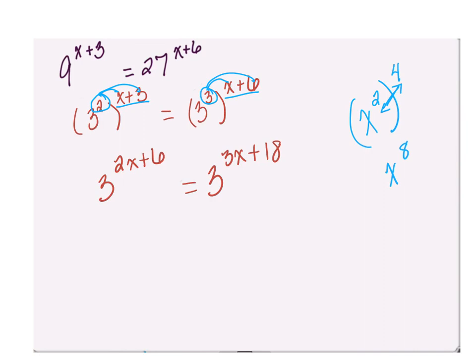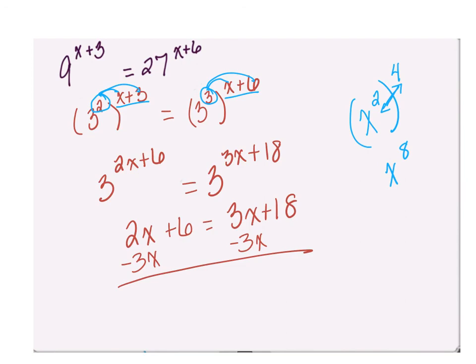Now that I have them both written as the same base, I can put them equal together. So I have 2x plus 6 equals 3x plus 18. I'm going to pull the 3x over. This is linear, so we just got to get the x on one side and the numbers on the other side. So I have negative 1x plus 6 equals 18. I'm going to subtract 6 from both sides. So I get negative 1x equals 12. When I divide both sides by the negative, I get x equals negative 12. Now, that might make you nervous, having a negative 12. But it is okay. It's okay to have a negative exponent.